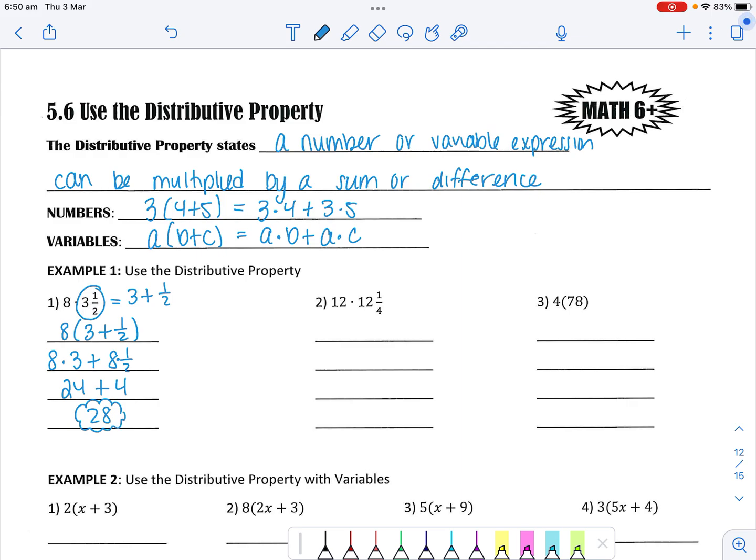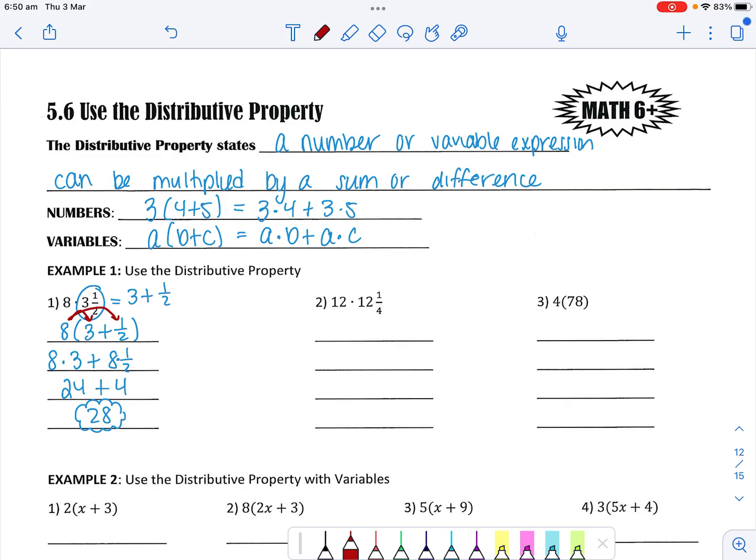Now these ones are going to have a single number answer because everything is a numerical expression. I'm still following the order of operations, so my multiplication comes first after I break those things out of parentheses. So I'm actually distributing this 8 to each thing.